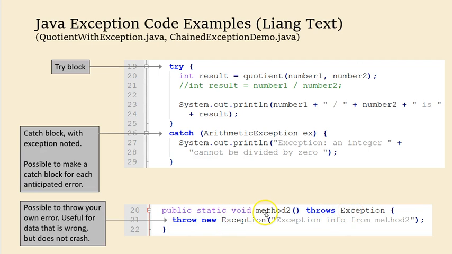So now we have public static void method2. Boy, I hate that the author uses static methods, but oh well. Public static void method2 throws Exception. So if you're going to create your own exception, that's how you have to do it.